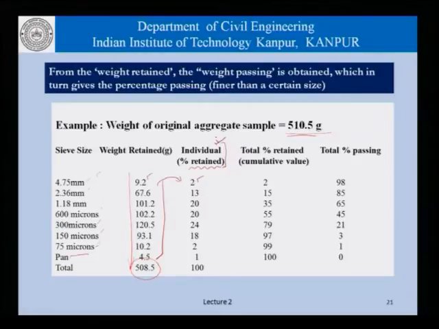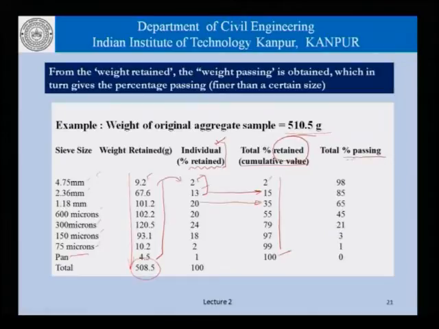Another thing which is often very important or very interesting to note is the cumulative retention, and cumulative retention is reflected here. What it says is that 2% is retained at 4.75, and this 13% which is retained in 2.36 is also added to this, and we get 15 here. Similarly, 20 gets added to this and we get 35 here, and so on and so forth till we get this number 100 here. Now, this, as I mentioned, is the values for retained, the retention at that particular sieve.